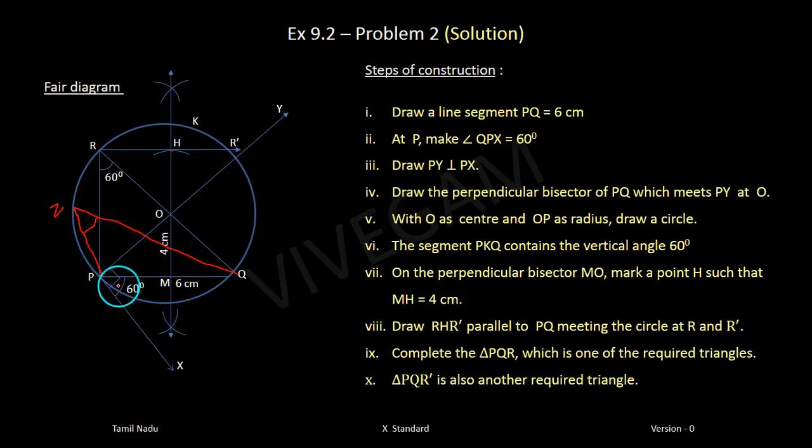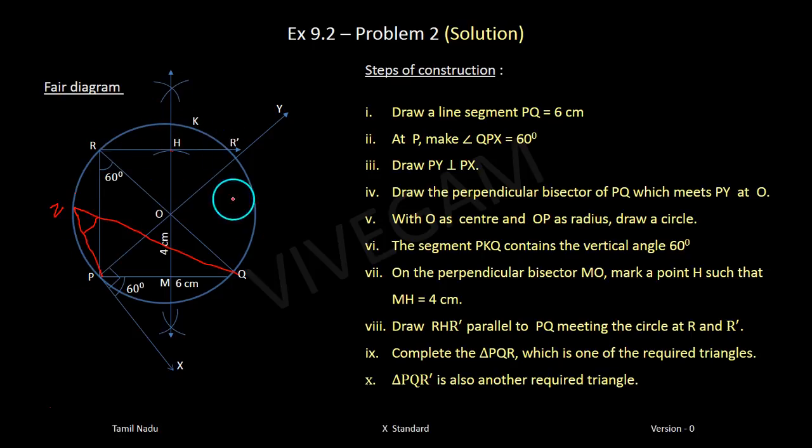Then draw a perpendicular bisector of PQ, and that will meet the PY at one particular point, and that is to be named as O. This is what is told in this step. Next step, with O as a center and OP as a radius, draw this circle. Then you can name a point K on the segment PKQ.